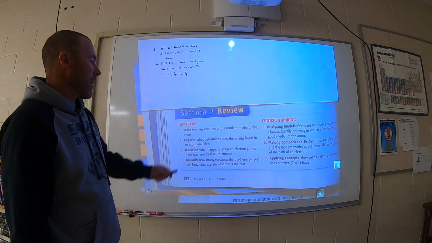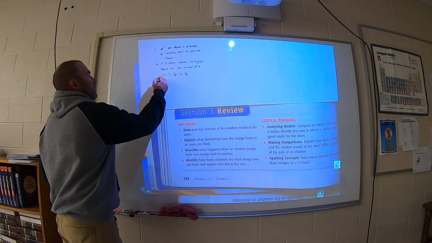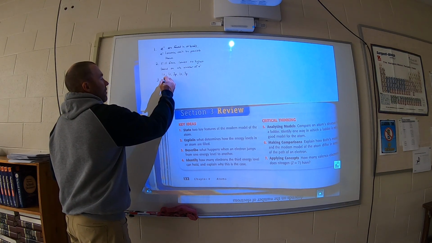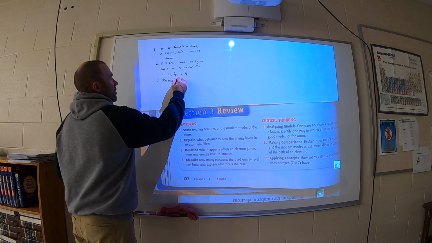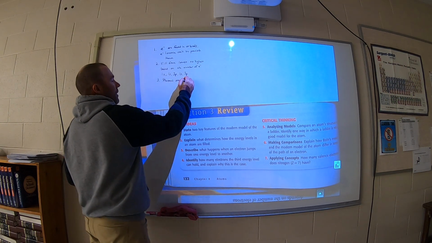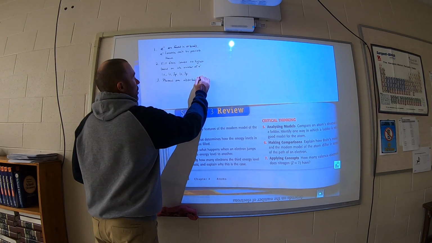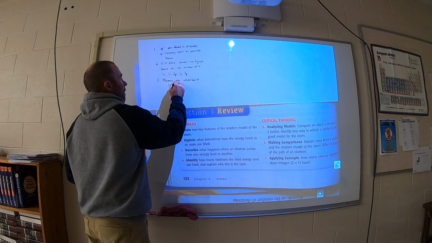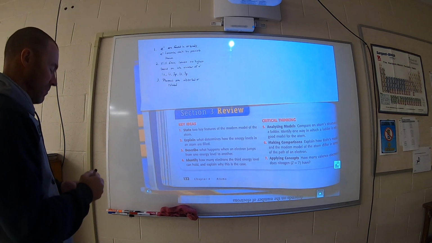Number 3, describe what happens when an electron jumps from one energy level to another. Well, when electrons jump, photons are absorbed or released. Photons in the sense of light.